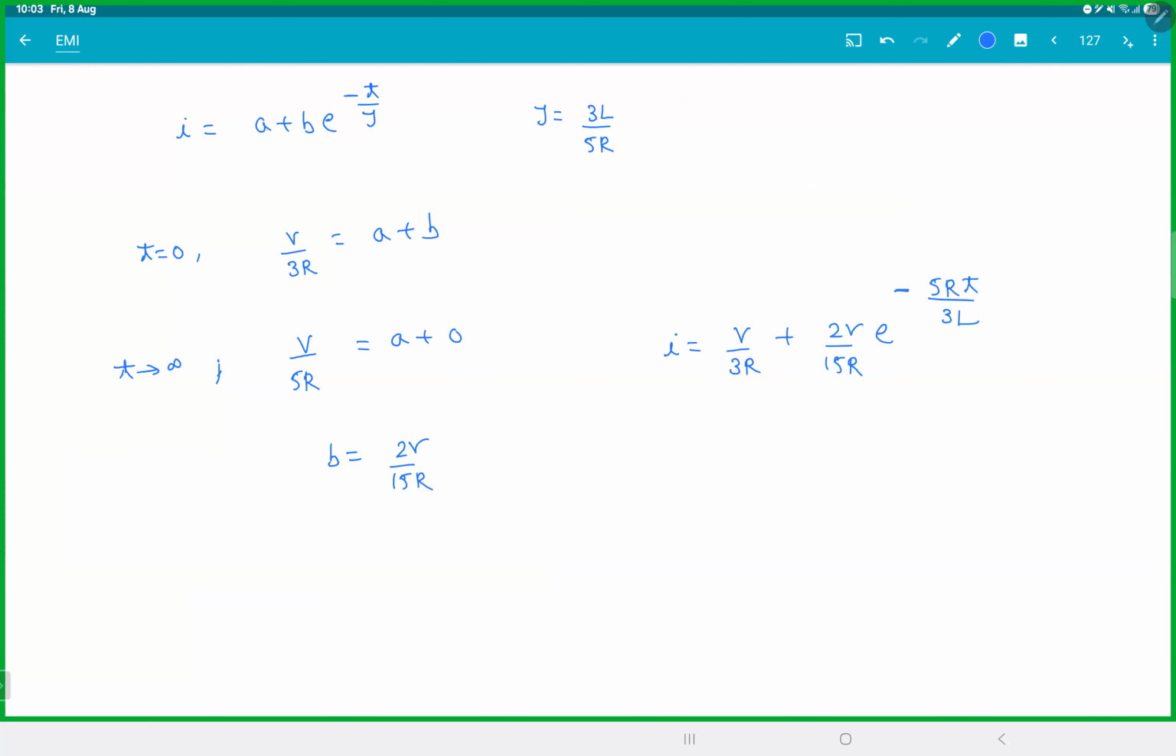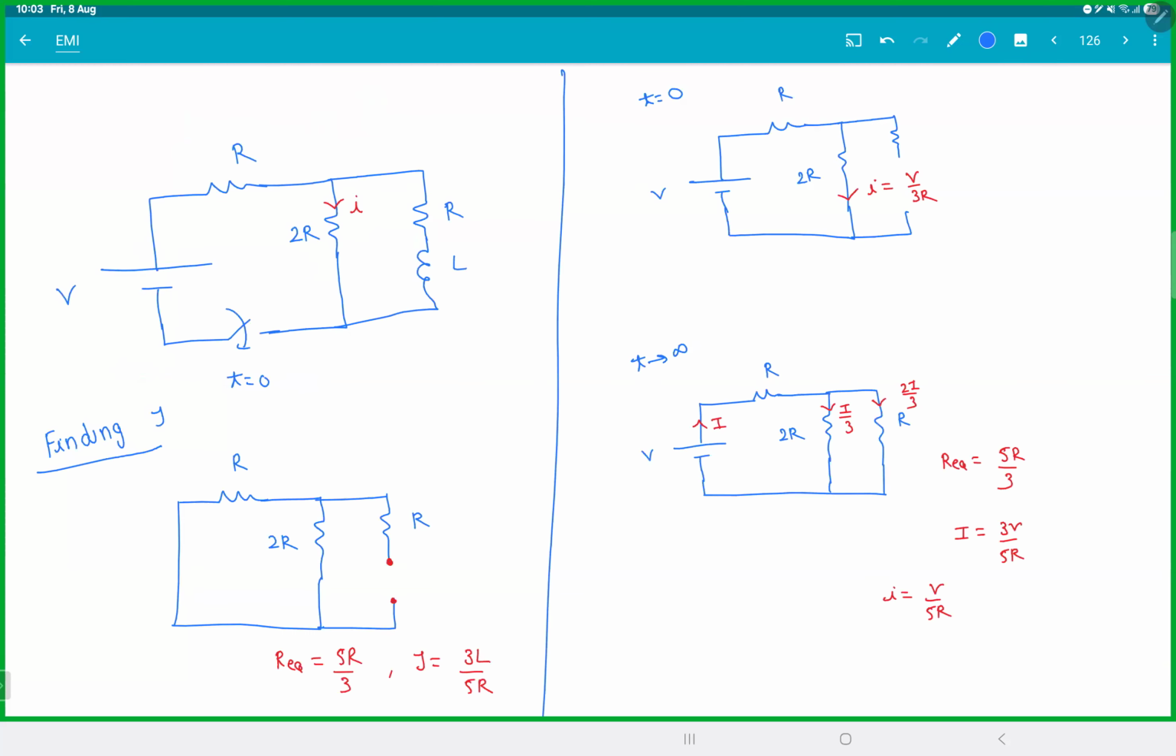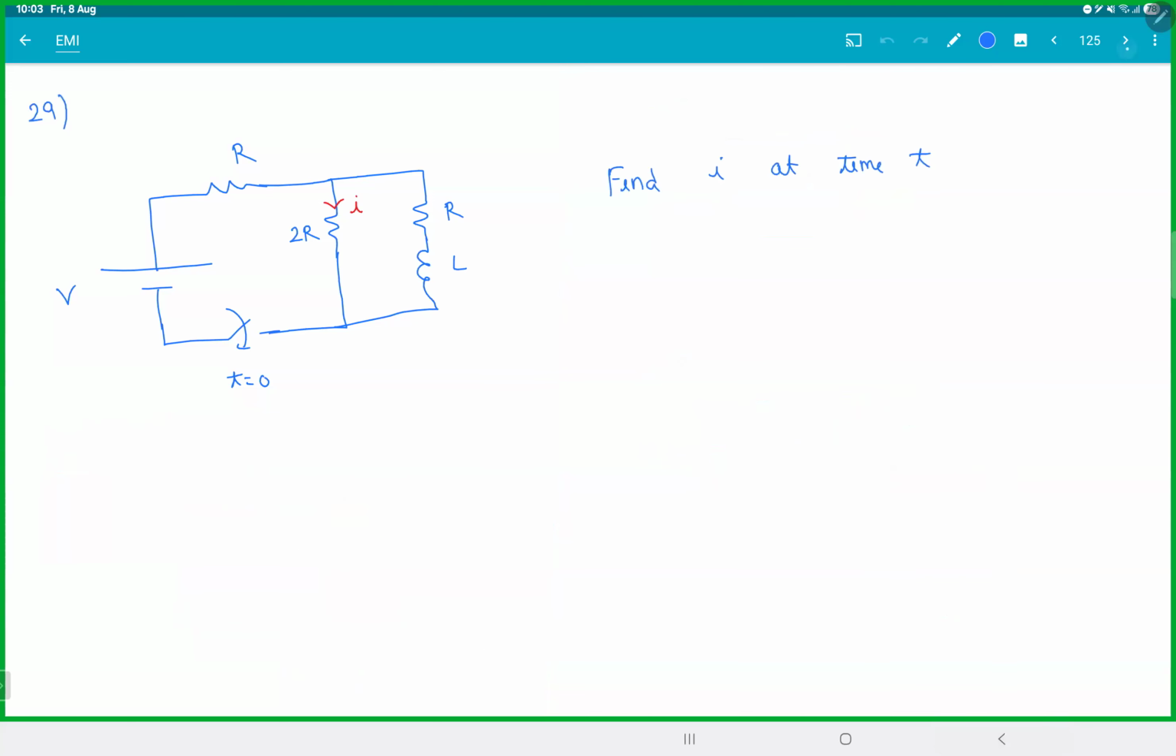Got the steps, everyone? You already know how to do T0. You know how to do T infinity, steady state. You know how to find time constant. Clear? Let's see one more like this. Now you guys try. I'll keep them together.